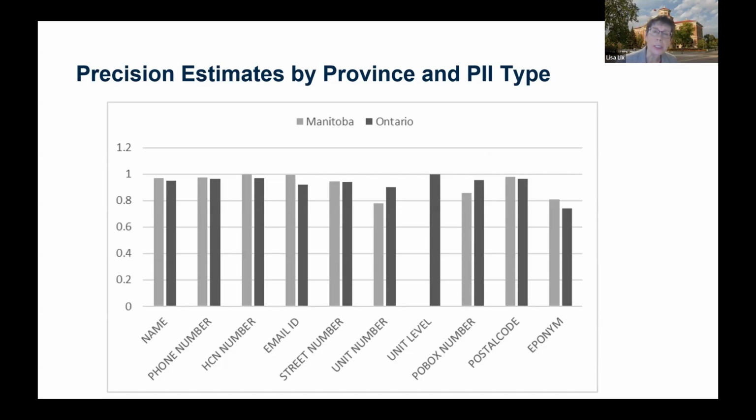And you can see that we have fairly high precision estimates across these different types of personal identifying information. There is some variation between sites. When you look at eponyms, for example, we have slightly higher precision in Manitoba than we have in Ontario. The reverse is true when we look at unit numbers and also when we look at post office box numbers. With names, though, and phone numbers, which are fairly common, and also email addresses, we have fairly consistent results in terms of precision between the Manitoba and Ontario electronic medical records that we're working with, and the values are very high overall.